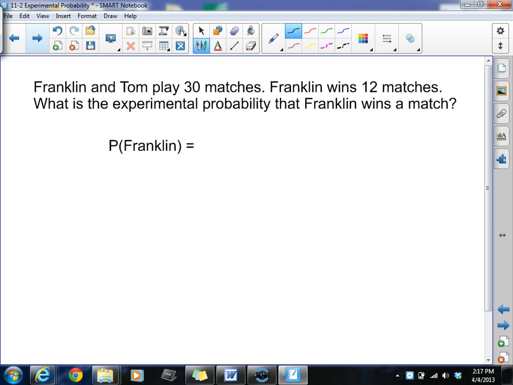Now let's go and do one more example that's actually very similar to that last one. It says, Franklin and Tom play 30 matches. Franklin wins 12 matches. What is the experimental probability that Franklin wins a match? So a couple key numbers. I see 30 matches, and he wins 12. Okay, so the probability that Franklin will win is going to be our bottom number, our total number of matches, 30. And our top number is going to be 12, because Franklin won 12 matches.